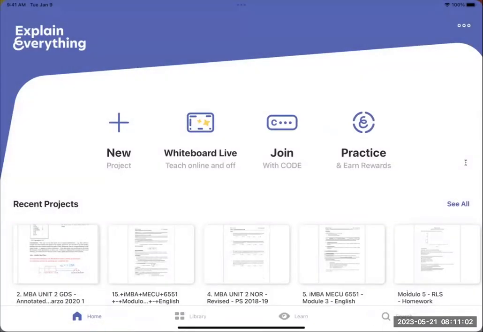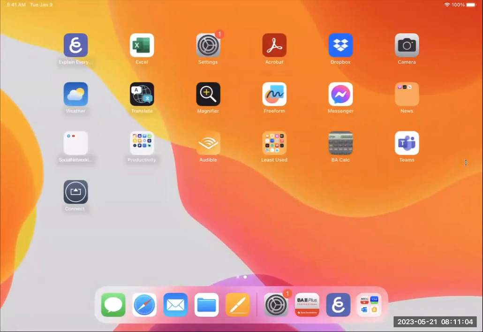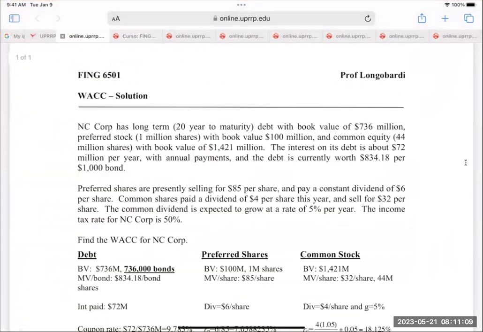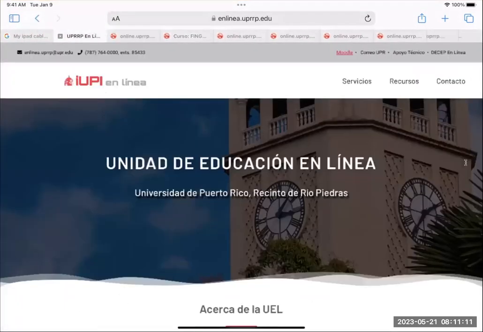Where am I going? I want to go to the platform. I'm going to have to log in again.